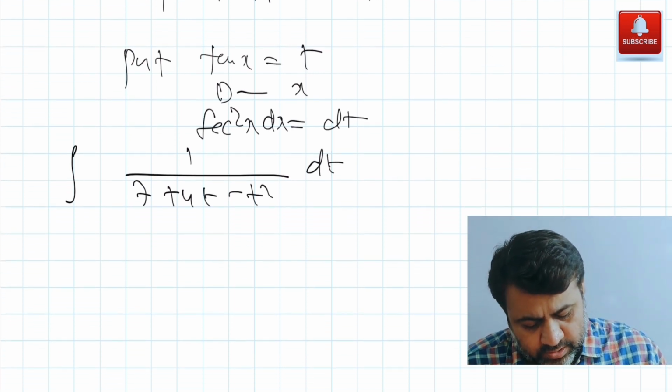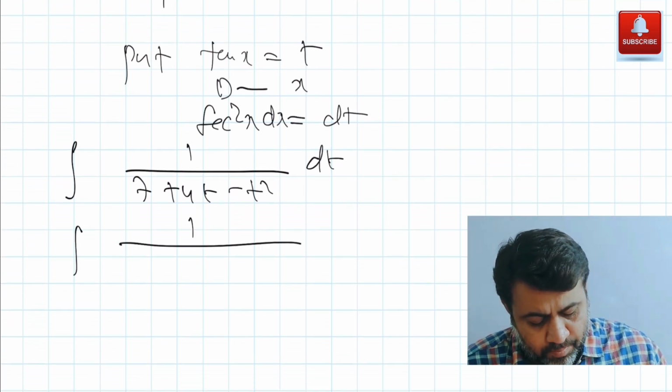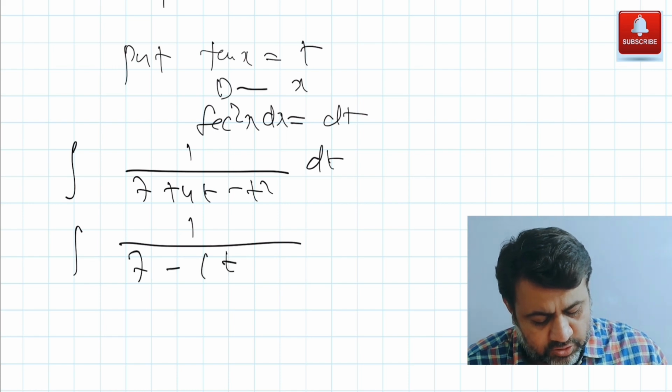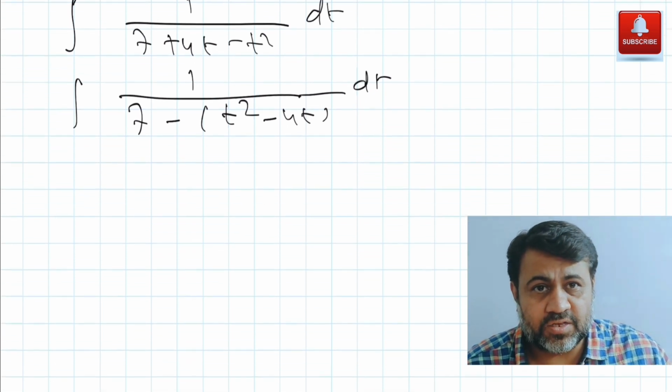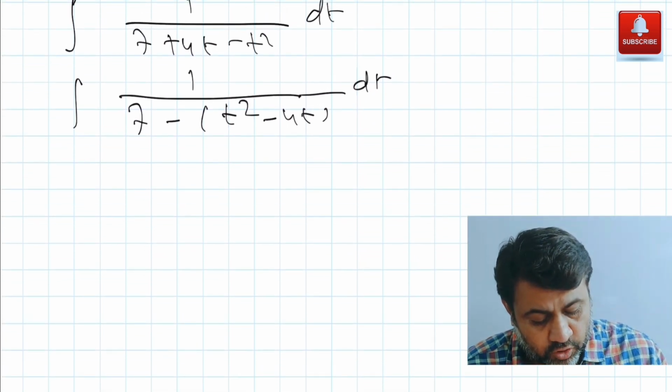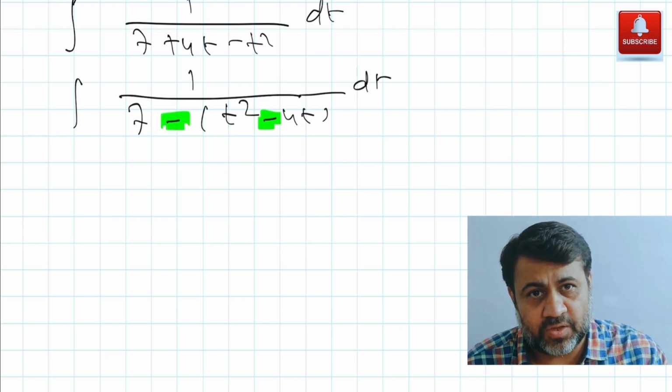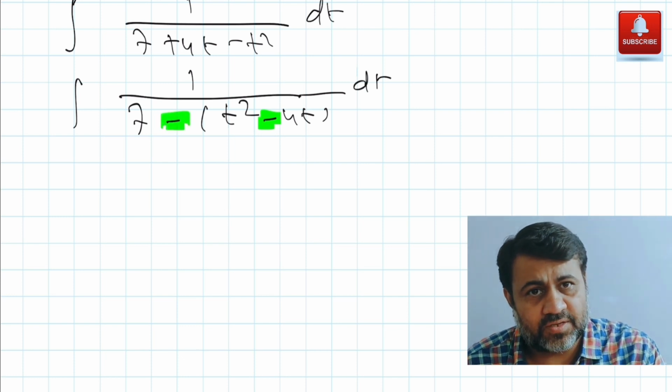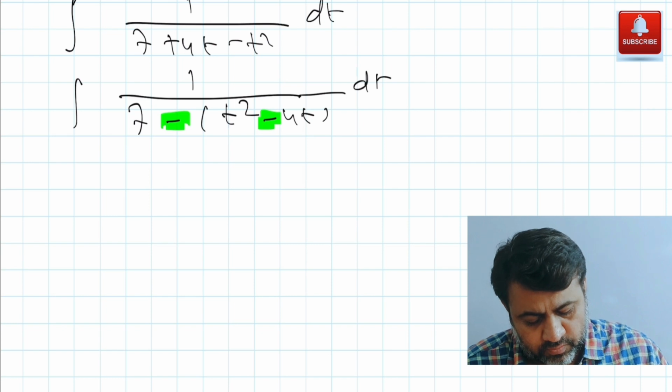So what I do here is I write 7 minus, inside the bracket, t square minus 4t. If I keep minus outside, it will be minus 4t. I just want you to observe that this minus and minus is actually plus 4t, so I am writing plus 4t. I am just keeping one minus outside the bracket. So we just simplify this.